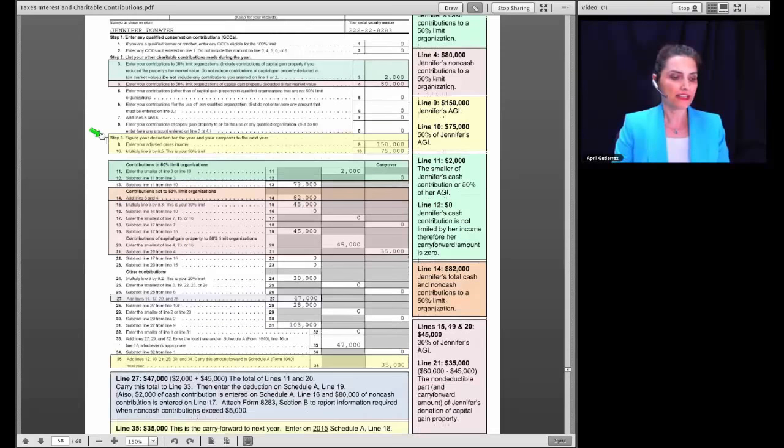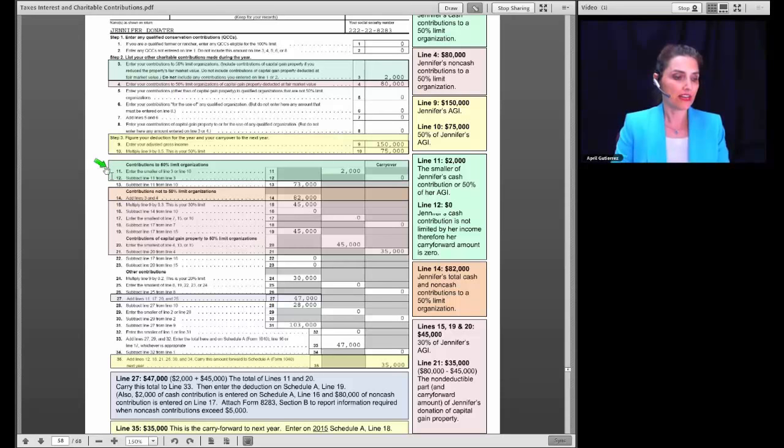Then on line 9 it says enter your adjusted gross income. Her AGI is $150,000, and then it says multiply line 9 by 0.5, or the 50% limit. That's $75,000. So the maximum deduction she's allowed to claim is $75,000. Is she going to get close to that, or is she going to be limited to something lesser than that? And the answer is yes, she's going to be limited to less than $75,000.